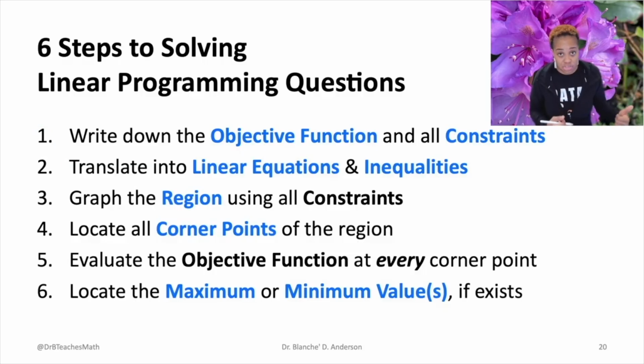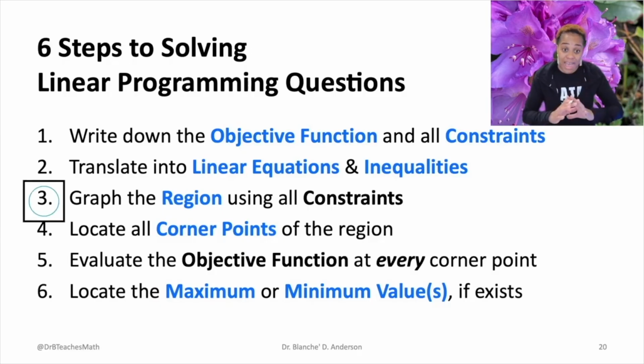Your objective function is going to be written as a linear equation. Your constraints, you can write them as linear inequalities. Money goes with money. Time goes with time. Just the type should match. That gives you a hint on how it should go.